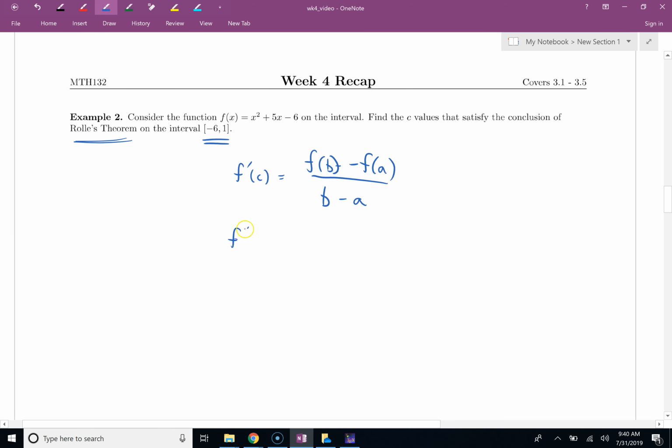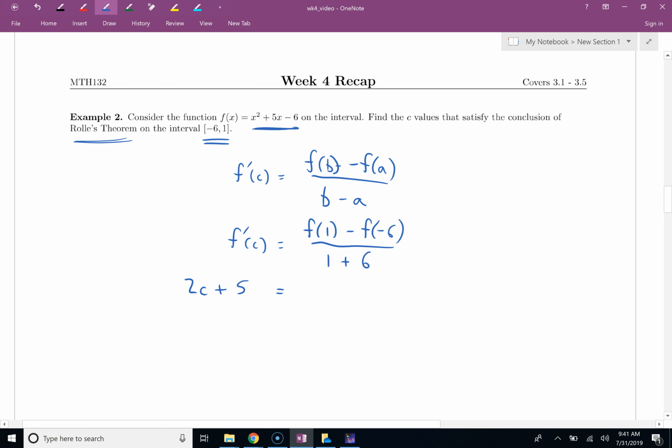So again, we're looking for C values here. And this is going to be f of 1 minus f of -6 divided by 1 minus -6. So I guess that's going to be 1 plus 6. Okay. Let's go ahead. On the left-hand side, we could take the derivative here. So let's go back up to our equation and take the derivative. So this is going to be 2x plus 5. So that would be our derivative f prime of x. But actually, this says f prime of c. So instead of x here, we should probably be using c's.